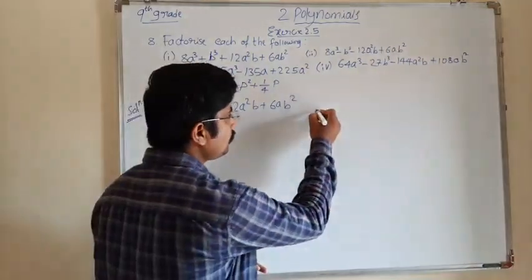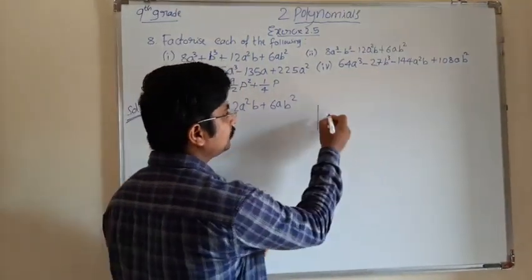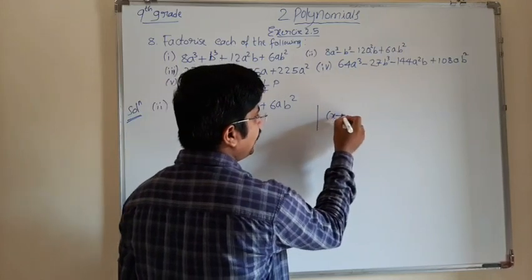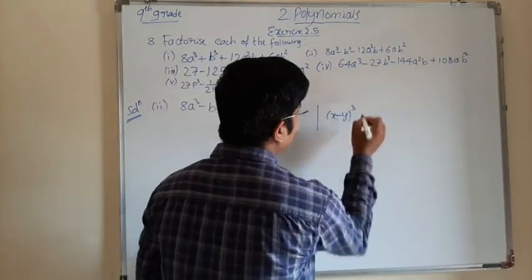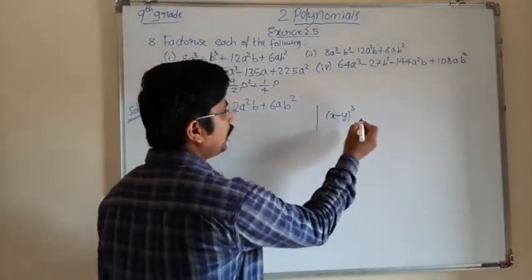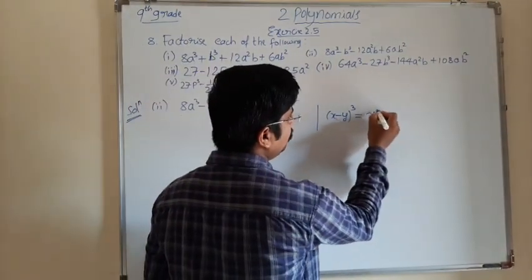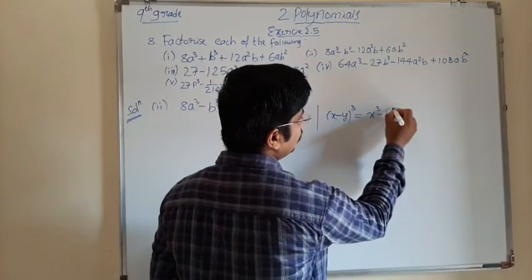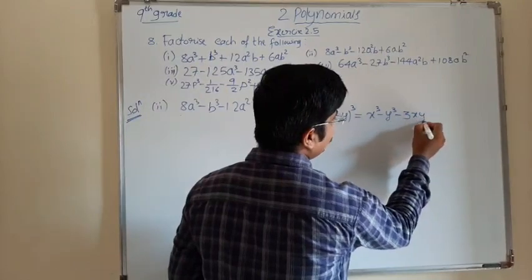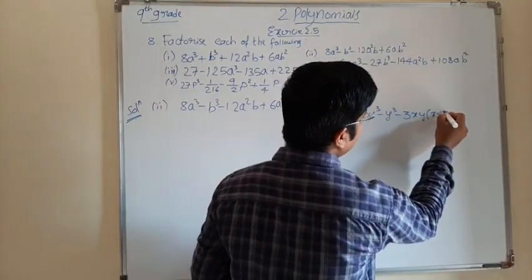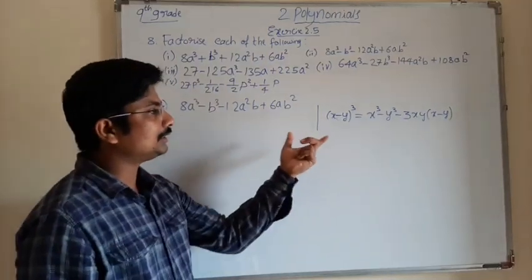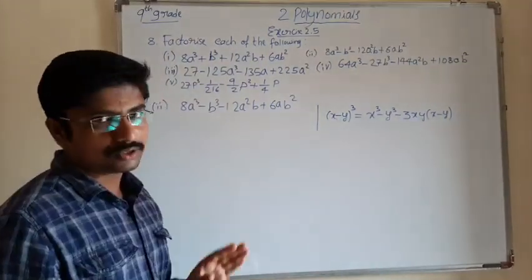By using x minus y whole cube, because minus is there. Therefore, x minus y whole cube is equal to x cube minus y cube minus 3xy into x minus y. With the help of that identity, that is the seventh identity, we will solve this.